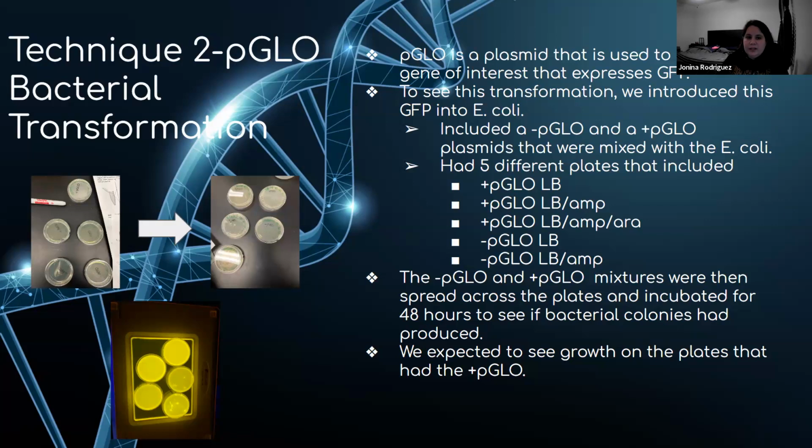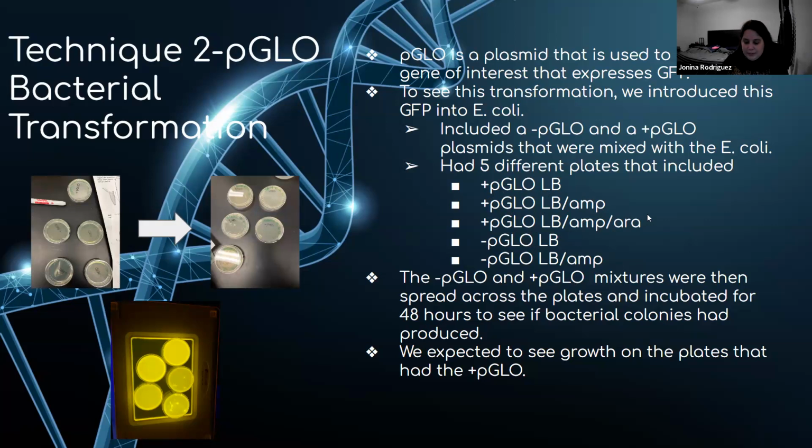So we had 5 different plates for this one, and we had to label them positive pGLO LB, positive pGLO LB amp, positive pGLO LB amp ara, negative pGLO LB, and negative pGLO LB amp. The LB ones are just the medium that goes on the plate, so they didn't have any of the extra add-ons like the amp or the ara.